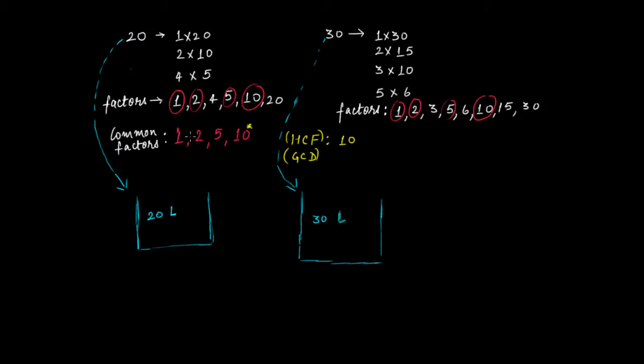Now, focus on this one: 1, 2, 5 and 10. Assume that each represents a beaker. This represents a beaker of 1 liter, right? This represents a beaker of 2 liters. This represents a beaker of 5 liters. And this represents a beaker of 10 liters. Okay, so 10 liters, 5 liters, 2 liters and 1 liter.